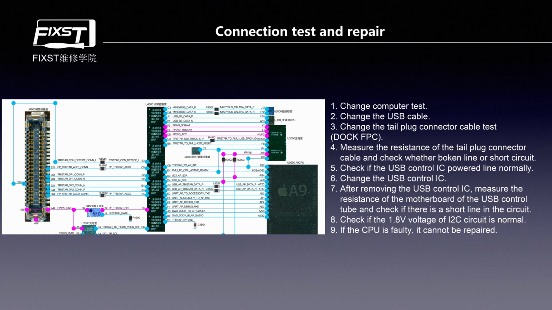But when we're removing the USB control IC, we also need to test the resistance of the pins of this USB control IC. Check whether the resistance is normal or not. And if all is normal, then we need to test whether the 1.8 voltage of the I2C circuit is normal or not. If all this has been repaired and there is still a problem, you don't need to continue to repair it, because this is caused by the CPU problem. The CPU inside has some problem.